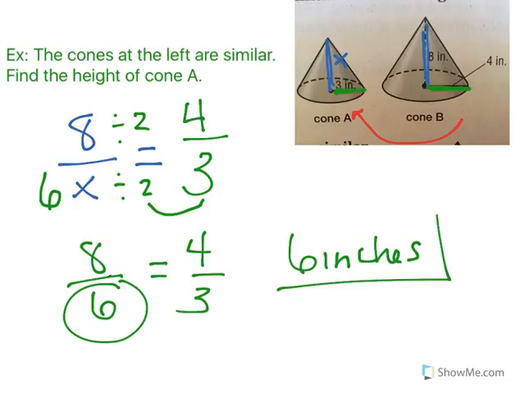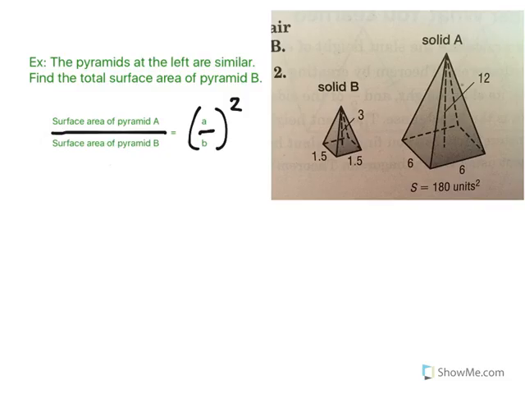Again, in order to find the height or a missing measure of a similar cone, all you have to do is set up two ratios and set them equal to each other and solve. My last example is a little bit trickier, but as long as you know this formula, you'll be all set. It says the pyramids at the left are similar. Find the total surface area of the pyramid B.